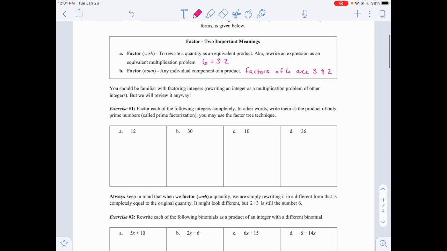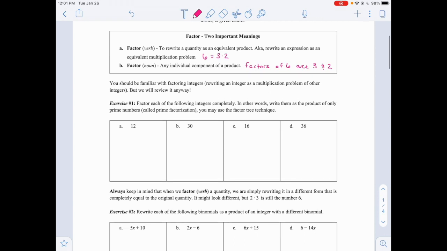So we're going to factor expressions that have variables, but we're going to start off with just factoring numbers. What this says is factor each of the following integers completely. Really what that means is write them as a product of only prime numbers, which is called prime factorization. You can use a factor tree, which is what I like to use. If you don't like the factor tree, you don't have to. So the way we think of this is we want to think of any two numbers that multiply to 12 besides 12 and 1. My brain goes to 6 and 2. If your brain went to 4 and 3, you will end up at the same answer.